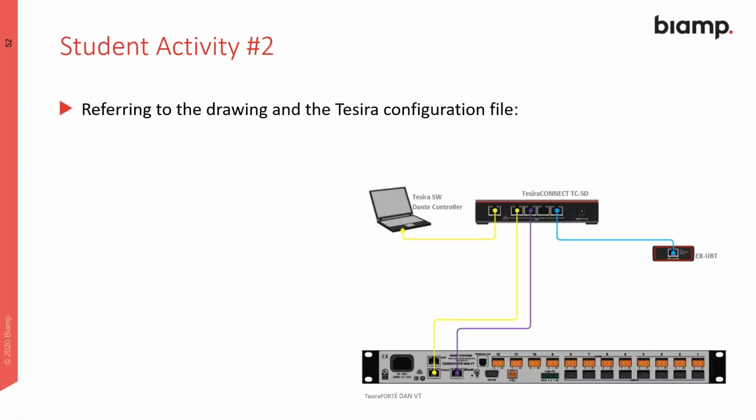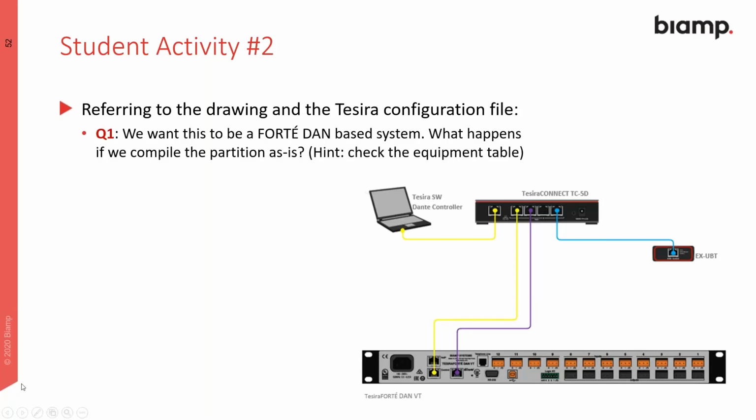So the next thing is if you open the second file, the question that we want in this is a Tesira DAN based system. So we don't have an AVB VT, we have a Tesira DAN. And if we compile this system, which contains only EXUBT plus a Tesira DAN, we need a mute sync device, which is the EXUBT, to make sure that our Tesira DAN VT can send the audio from the AVB device into our Dante device.